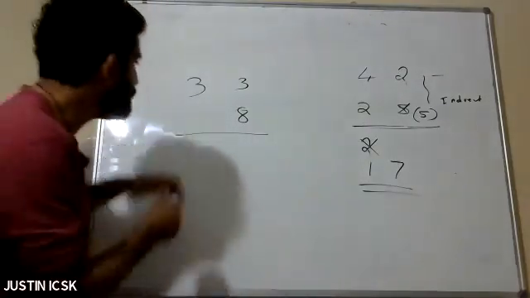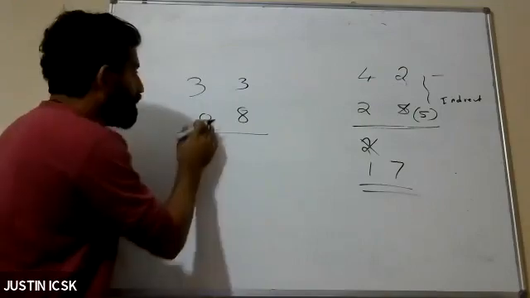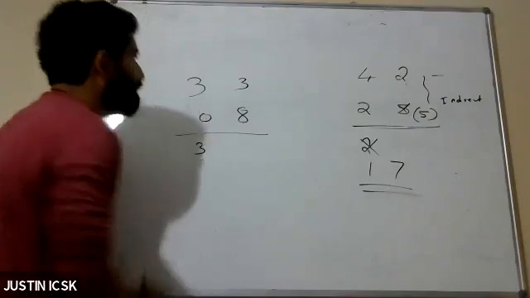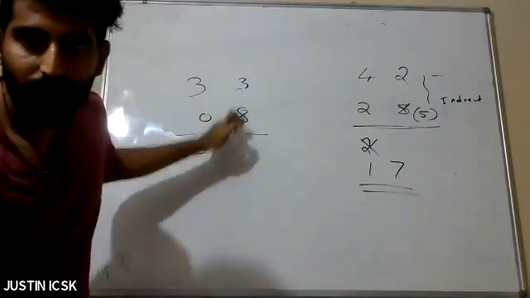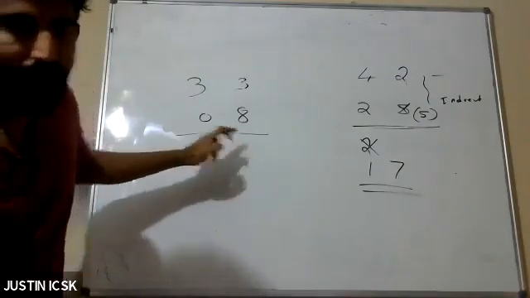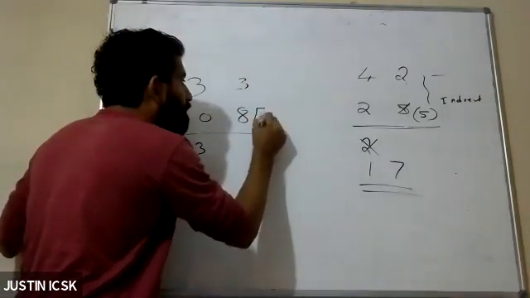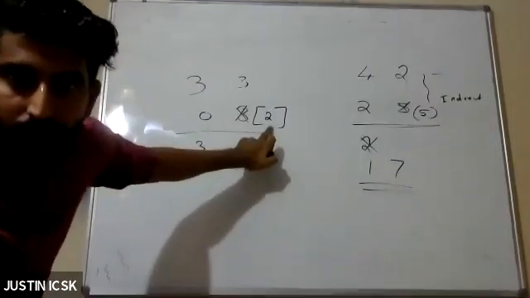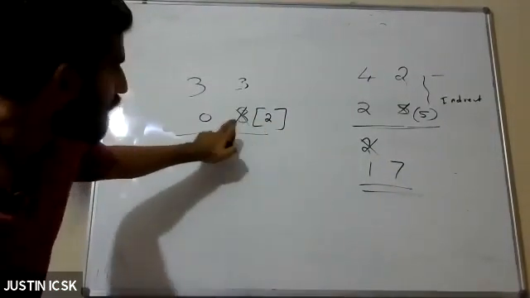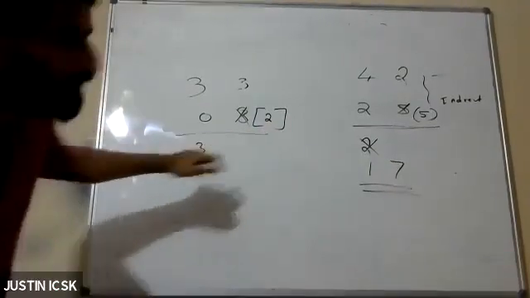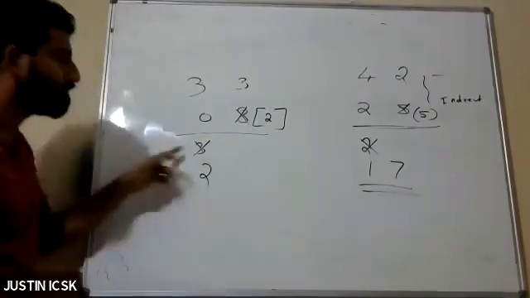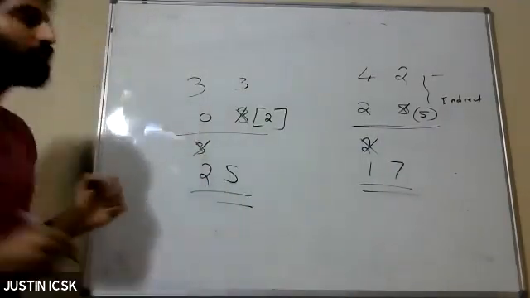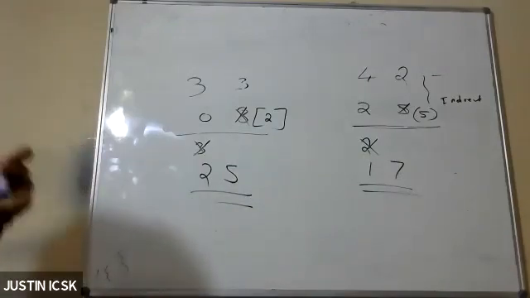First one. Here actually this is 0 only, so 3 minus 0 is 3 only. Indirect one. I am writing the complement. 8 complement is 2. I told you, cut this one. 3 plus 2 is 5. The answer is 25.